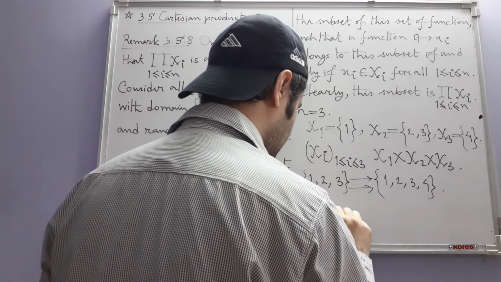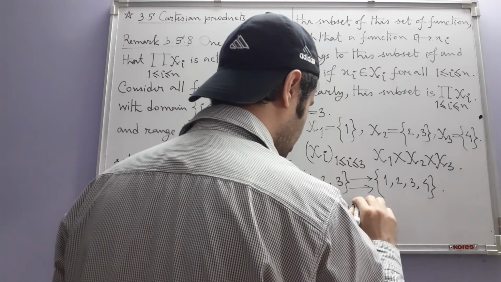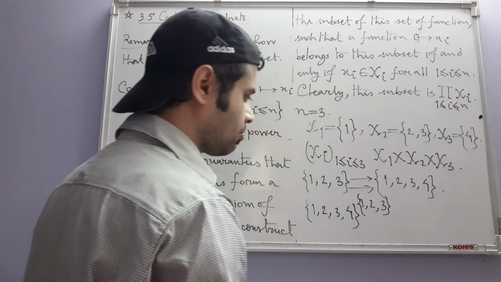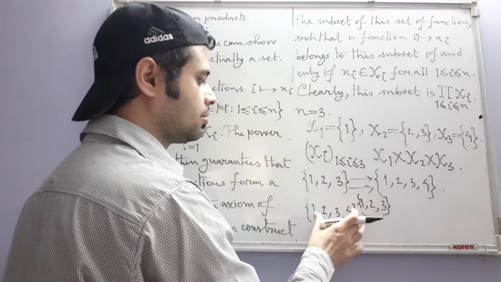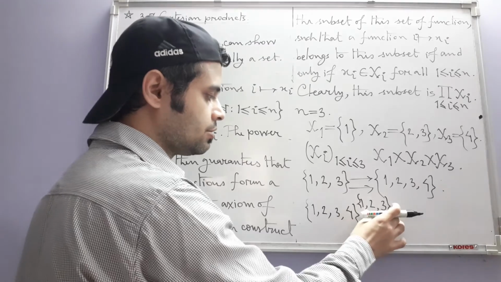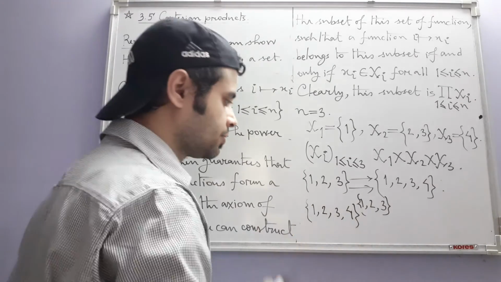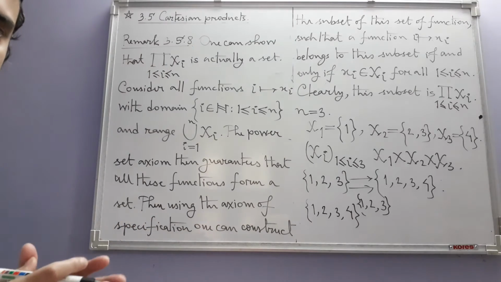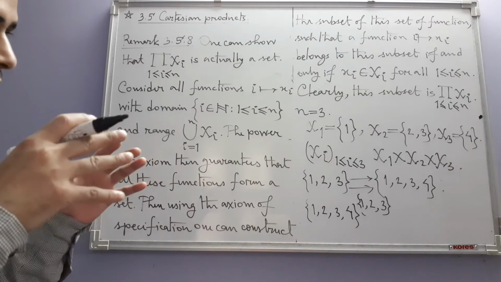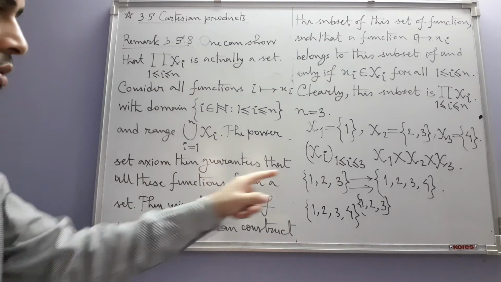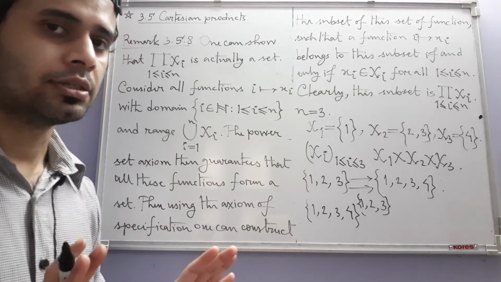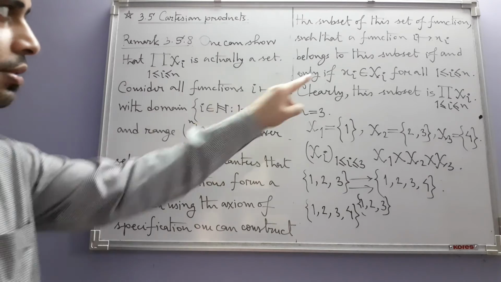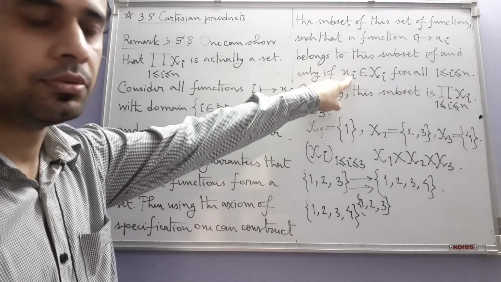It's denoted by this symbol. The set of all functions from this set into this set. This is domain, this is range. Okay. Now from this, on this set, you can apply an extra restriction. We don't need all functions. We need precisely those functions where this condition is true.